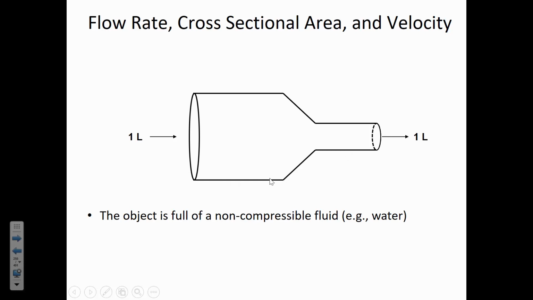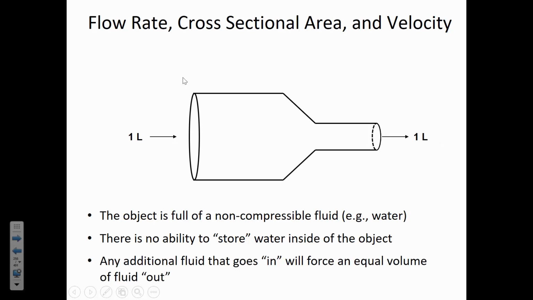Let's consider this shape, this system, is full of water, some non-compressible fluid. And so what that means is that there's no capacity to store water inside of this object if it's already full. Okay, so it means you can't put in a liter of water and have nothing come out. Any additional fluid that goes into the system has to come out of the system with an equal volume. So a liter in is going to cause a liter out, because if you add an additional liter of water, that's going to push the same volume out, since it's not going to be compressing and it's not going to be stored. Just in equals out in this case.